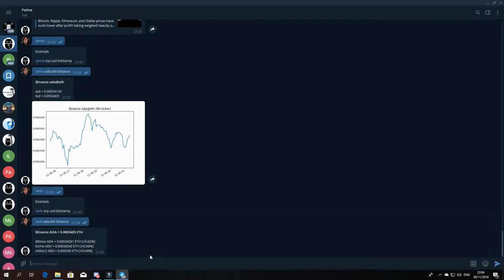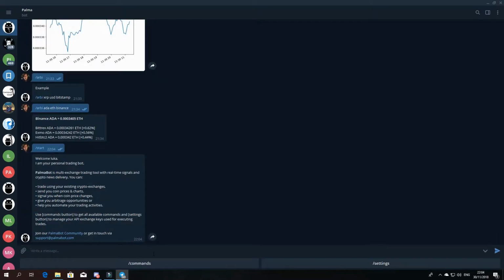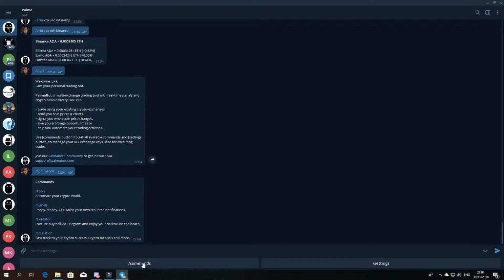You'll need to write /start to activate your PalmaBot. It will nicely greet you, and these two command bars will show up right here. But today we'll just be looking at the commands for this bot. The first command is tools.